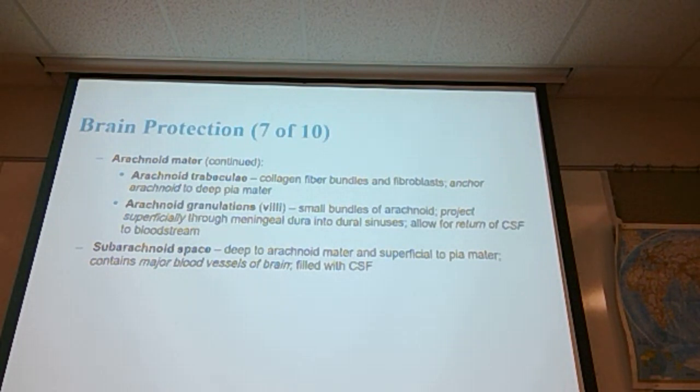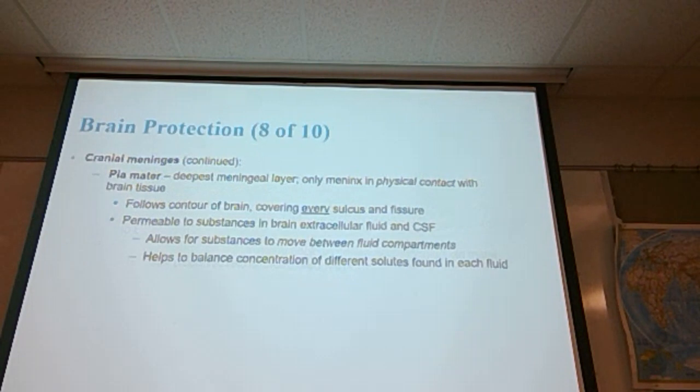The subarachnoid space is found deep to the arachnoid mater and superficial to the pia mater. It contains major blood vessels of the brain, and it is filled with cerebrospinal fluid.